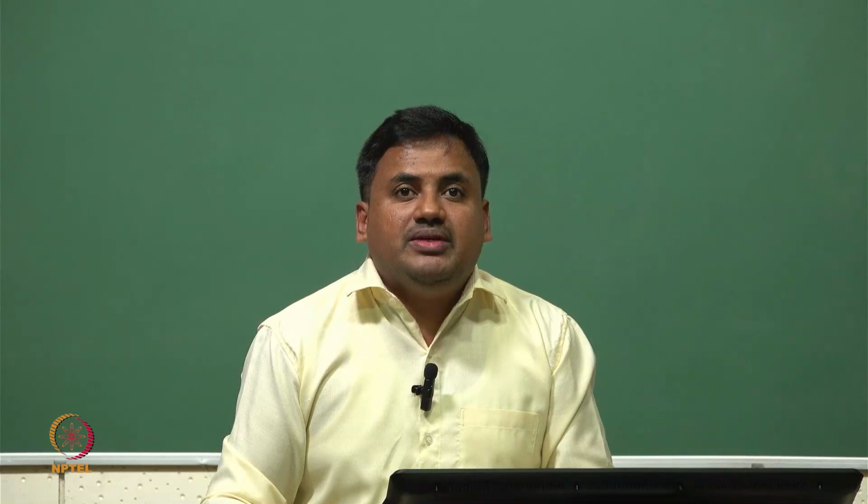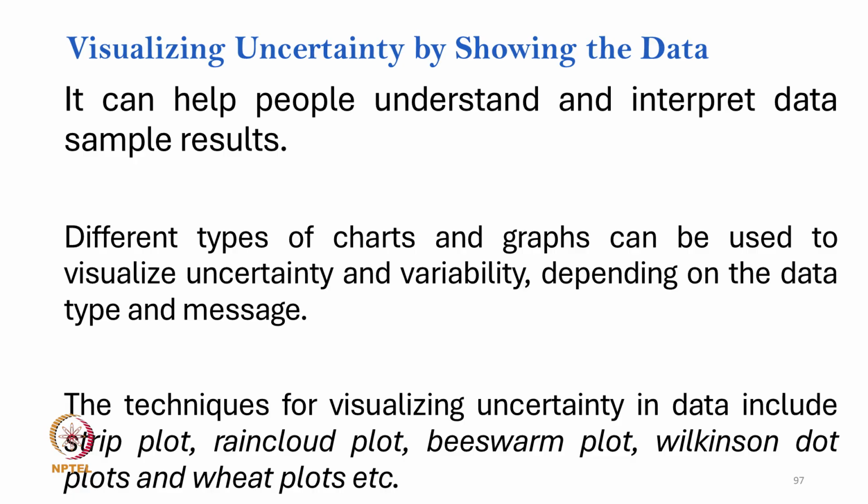Visualizing uncertainty by showing the data. See, visualizing the uncertainty in data can help people understand and interpret the data's sample results. Different types of charts and graphs can be used to visualize the uncertainty and variability, depending upon the data type and messages. The techniques for visualizing uncertainty include strip plots, line plots, bee swarm plots, violin plots, etc.